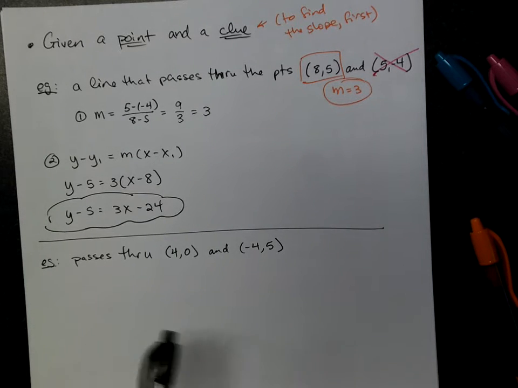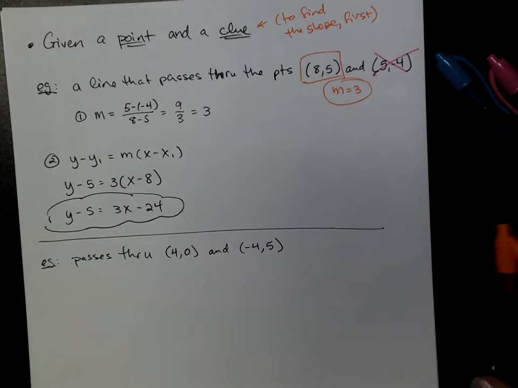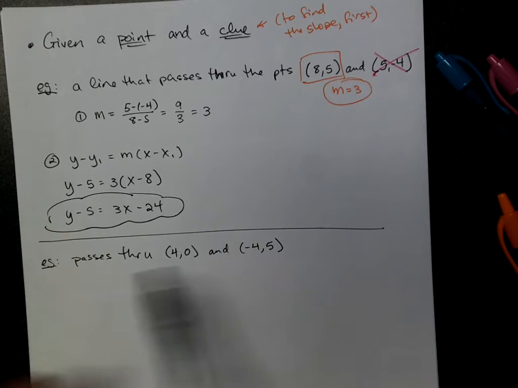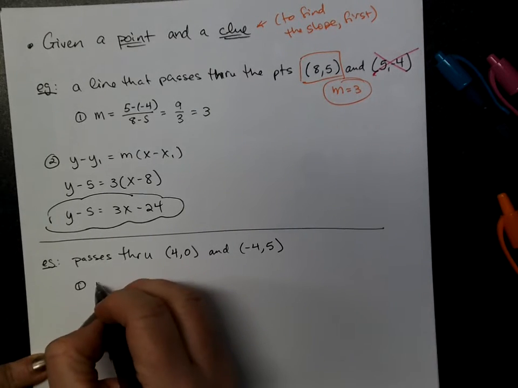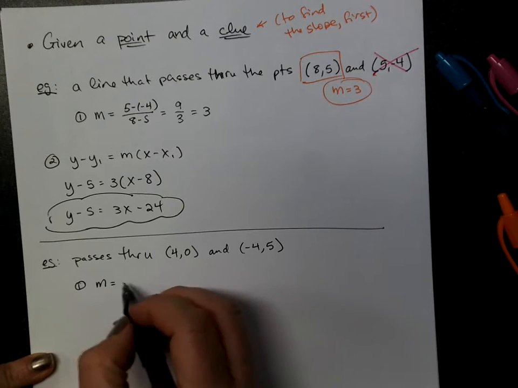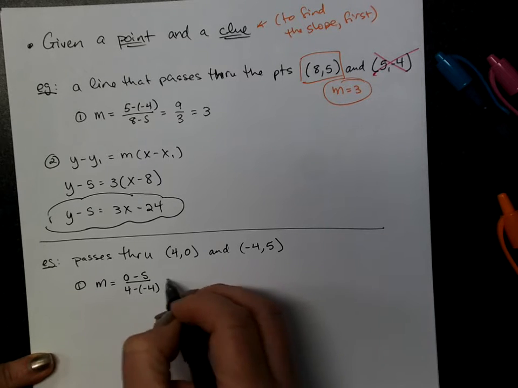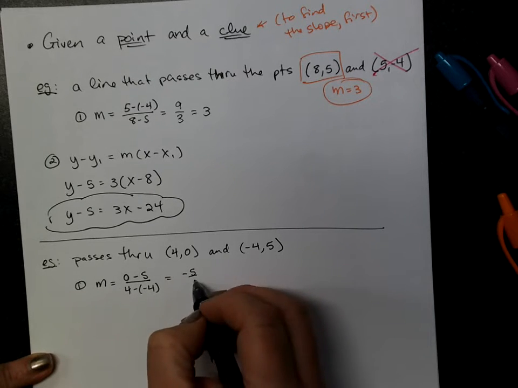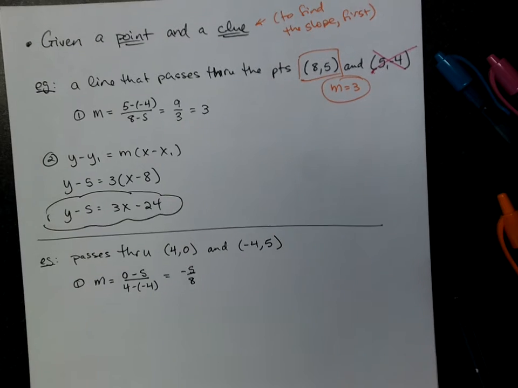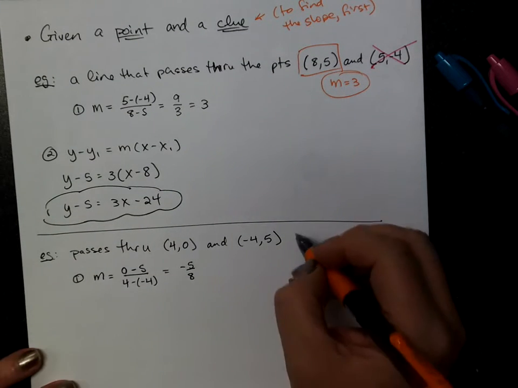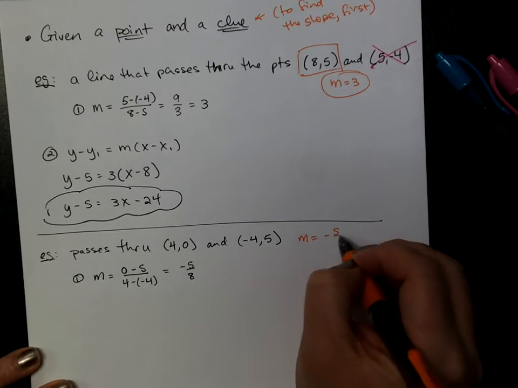But still, you don't have a slope. So if you're like, I need a point and a slope, I got a point, but I don't have a slope. Your first job is to find your slope. Take the clue you're given and find the slope. In this case, the clue is 2 points. So you use your slope formula. So my slope is negative 5 over 8.